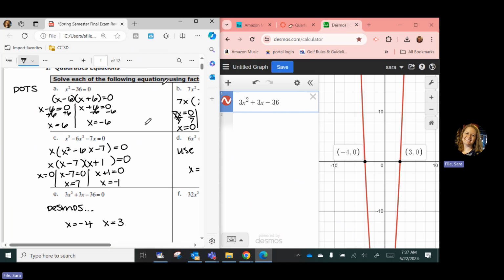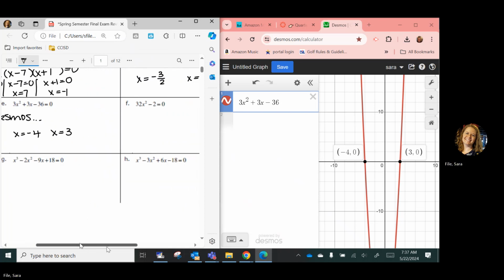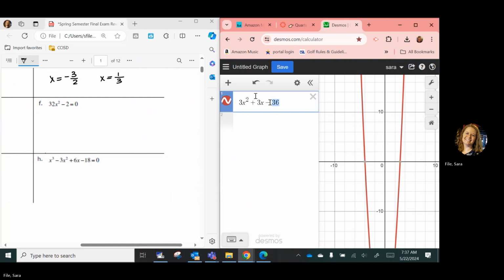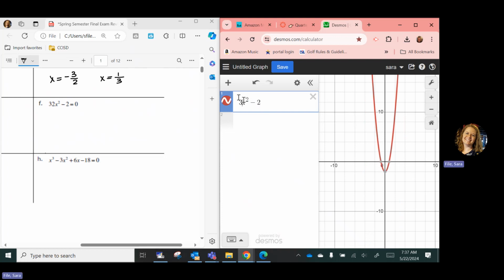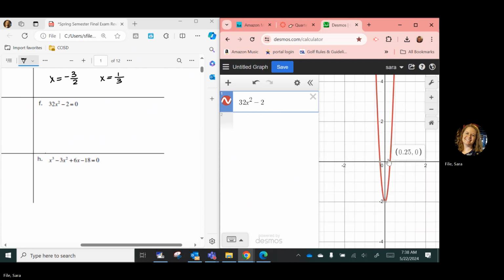Okay, let's try it with F. 32x squared minus 2. Happening at 0.25 or 1/4, and negative 0.25 or negative 1/4. So I'm going to come over here and I can put plus or minus 1/4, or you can list them separately, whatever you prefer.